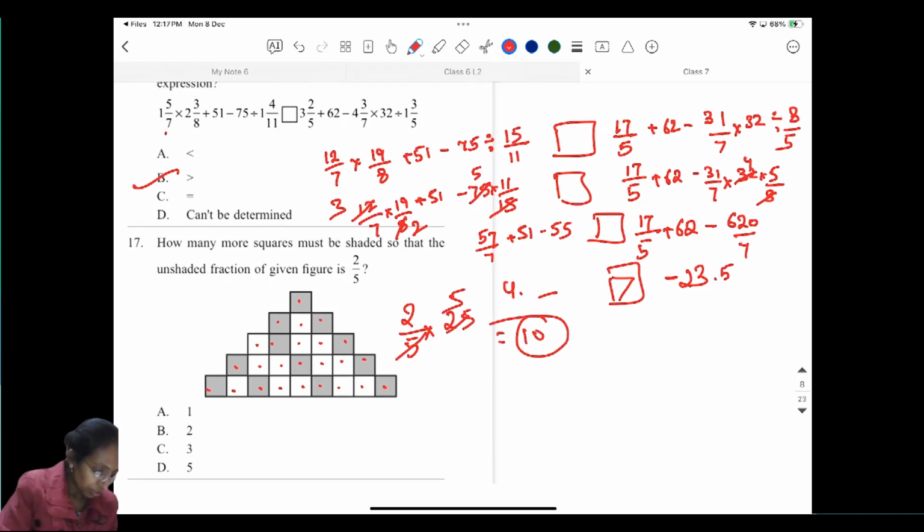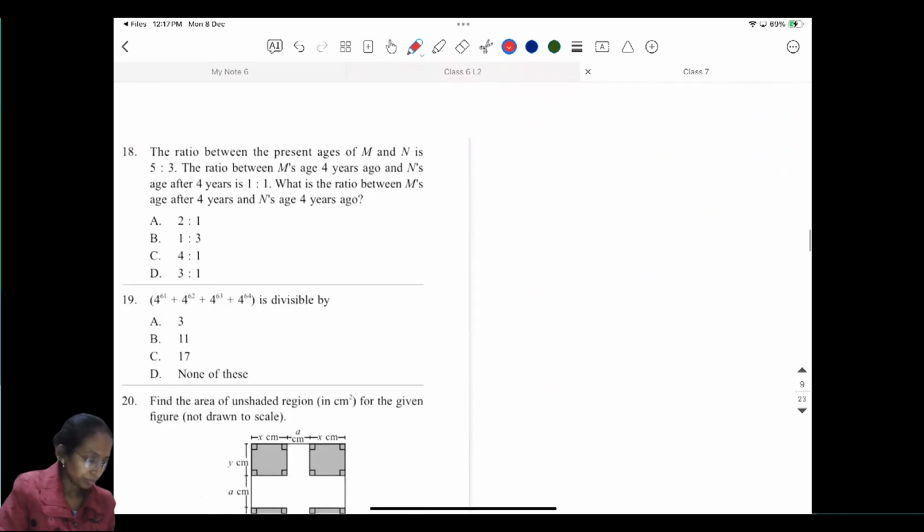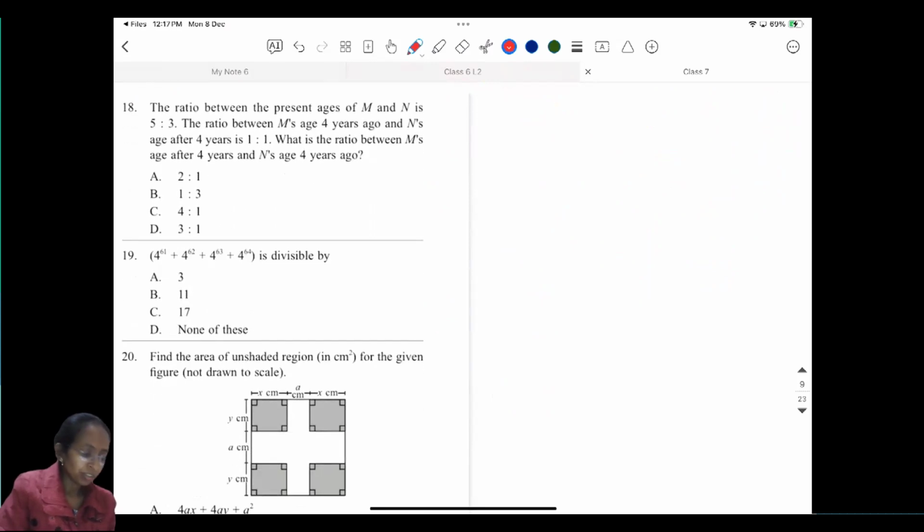And right now, how many unshaded parts are there? 1, 2, 3, 4, 5, 6, 7, 8, 9, 10, 11, 12, 13. 13 are unshaded, so 3 more should be shaded. This is a very easy question, right? Next one. The ratio between the present ages of M and N is 5:3. And the ratio between the M's age 4 years ago and N's age after 4 years is 1:1.